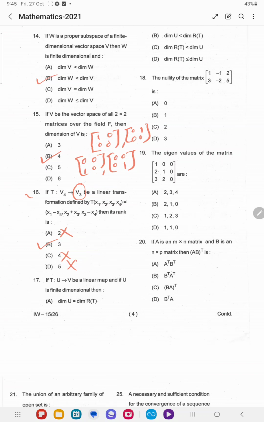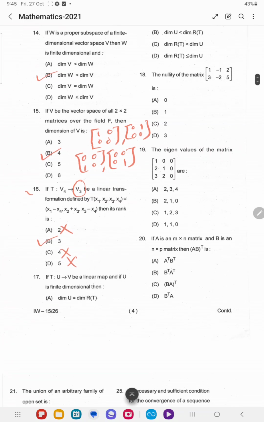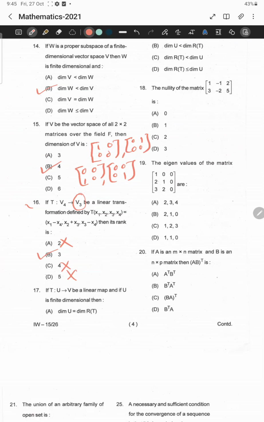Okay, if you look closely, you will find that option A and option C are included in option D. So option D is the more correct answer. But we have to check whether option B is true or option D is true.